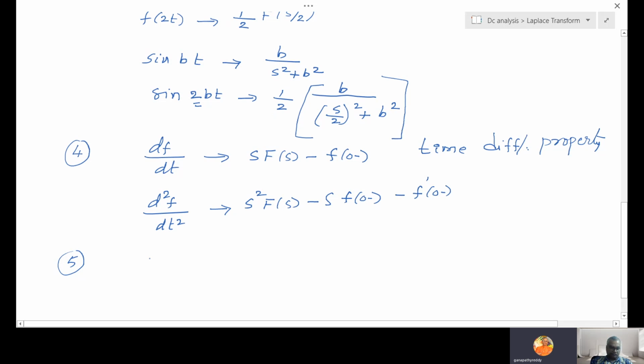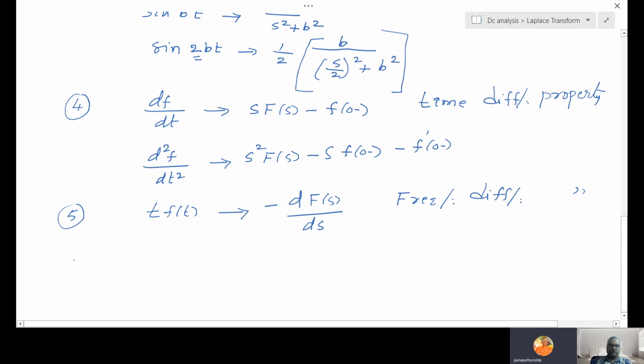Frequency differentiation. t f of t transform is minus dF of s by ds. So this is differentiation in the frequency domain. So we call it the frequency differentiation property.